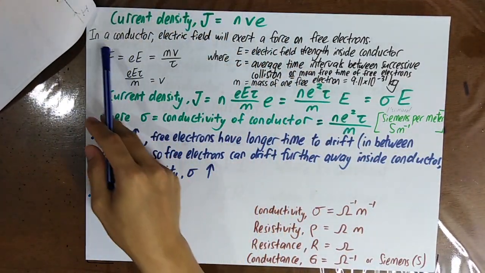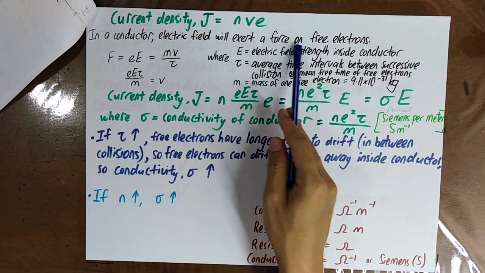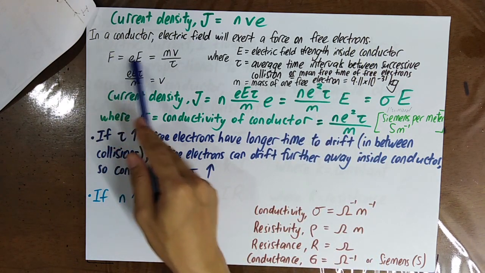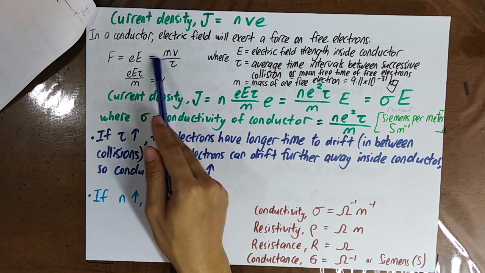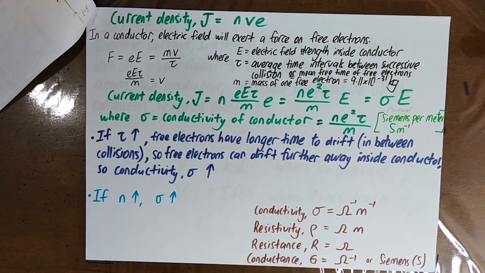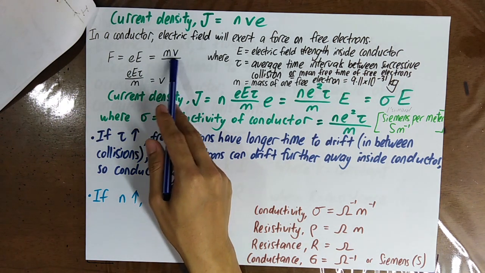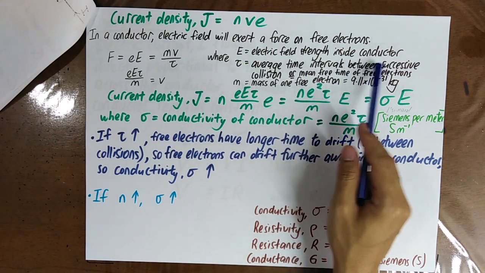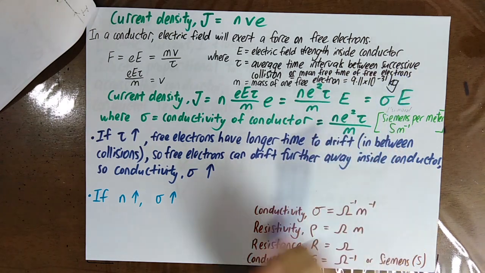Inside a conductor, the electric field exerts an electric force on the free electrons. So F equals eE, from the definition of electric field strength. And F equals ma, which is also equal to mv over tau. F equals ma comes from Newton's second law, and the acceleration equals drift velocity divided by tau. Tau is the average time interval between successive collisions, or the mean free time of free electrons.